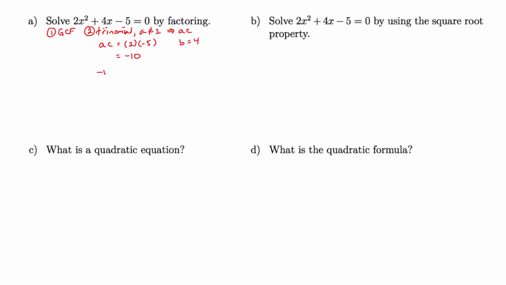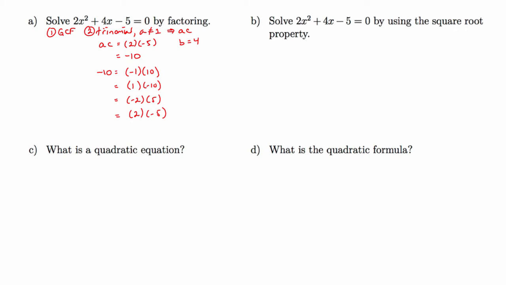So we'll stop and consider what are the things that multiply to make negative 10. There is negative 1 and positive 10. There is positive 1 and negative 10. There is negative 2 and positive 5. And there is positive 2 and negative 5. There are no other integer factors of negative 10.